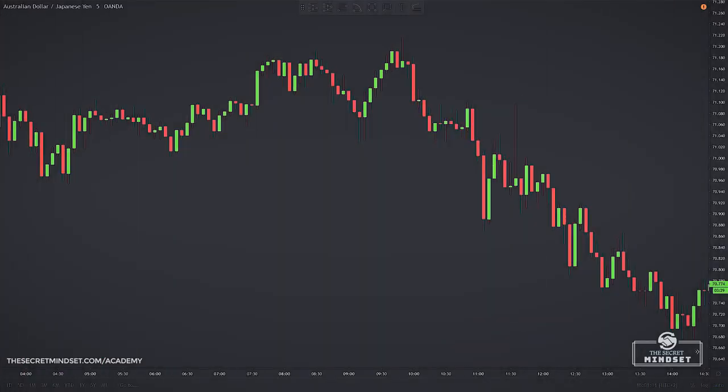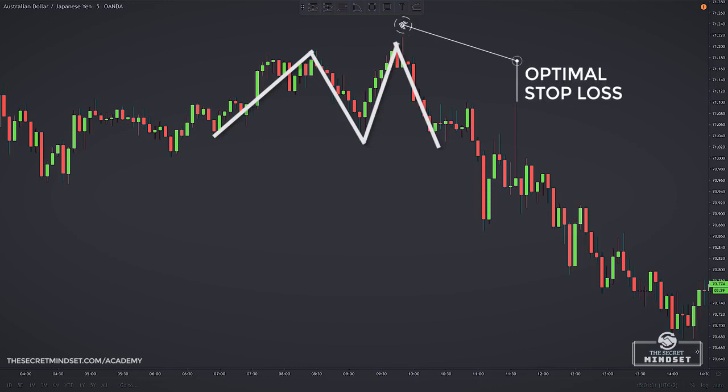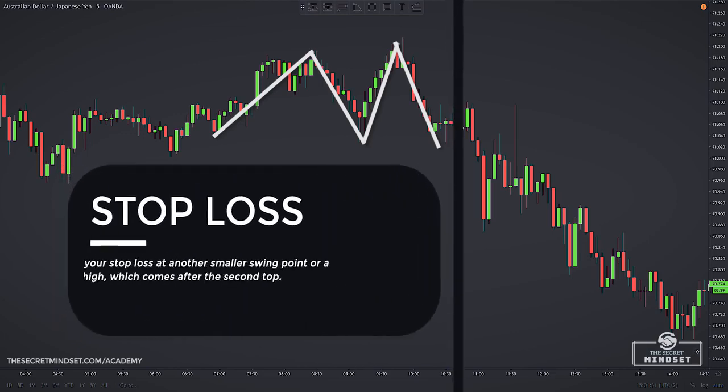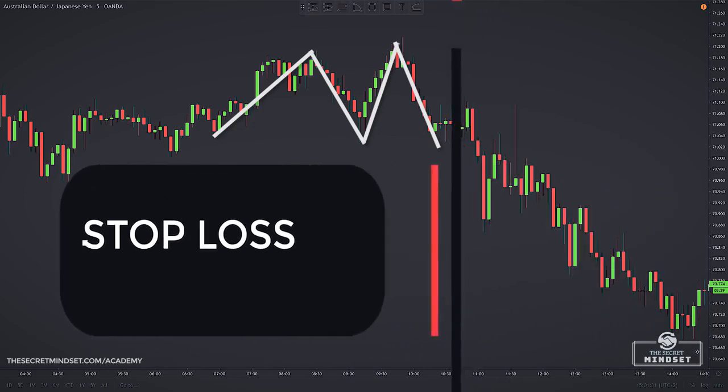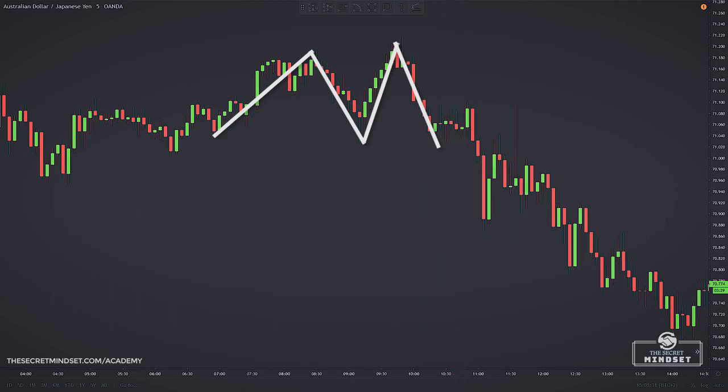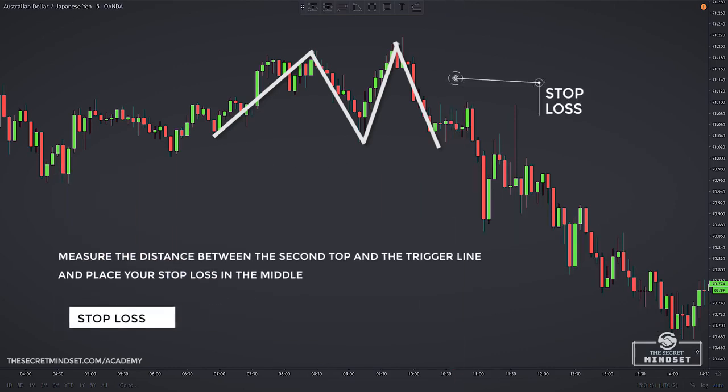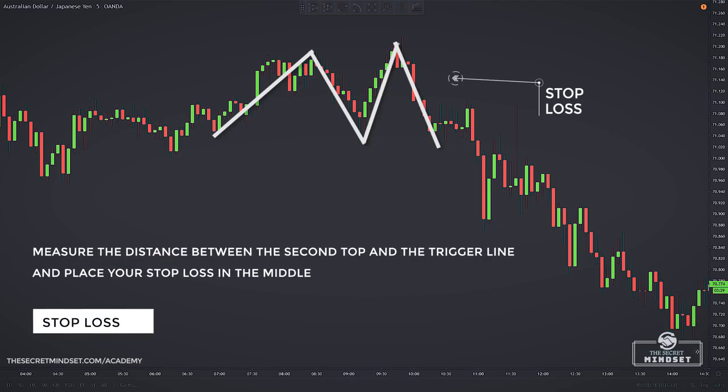The optimal place to put your stop-loss order is just above the second top. If you want a better risk-reward ratio, you could set your stop-loss closer to the entry point. For example, you can put your stop-loss at another smaller swing point or a candlestick high, which comes after the second top. If the price move after the neckline is consistent with no corrections, then simply measure the distance between the second top and the trigger line and place your stop-loss in the middle.